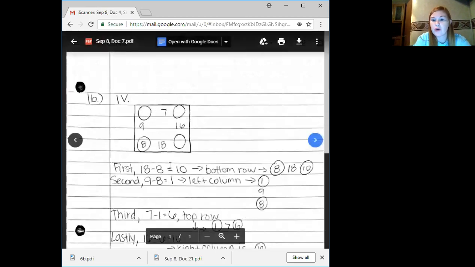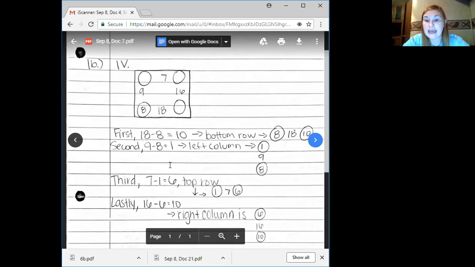And then part 4, we have an 8 given to us on our bottom left-hand circle. So we're going to start out with the 18 minus 8 and get 10.